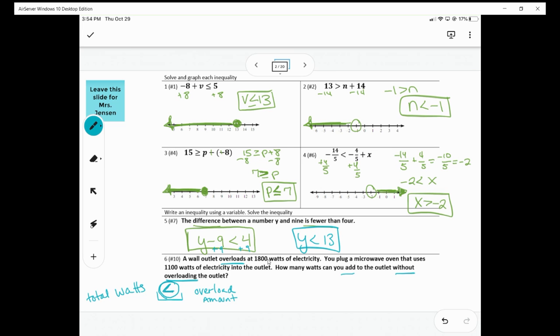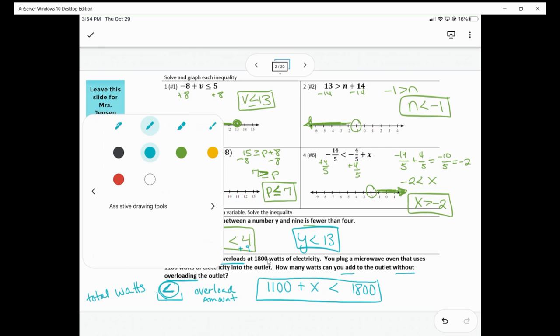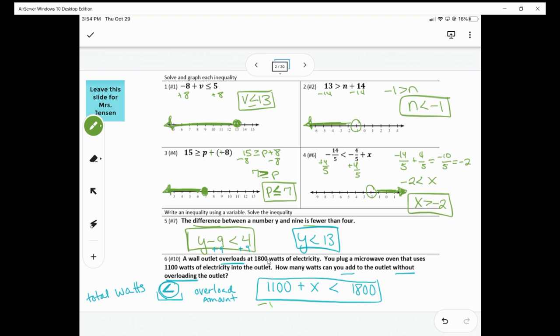So the total watts, we currently have 1100. We want to find out what we can add. We want this to be less than 1800. So there's our inequality that models the situation. And to solve, we're going to subtract 1100. So we can add up to, we can't add 700 watts, but we can add anything less than 700 watts.